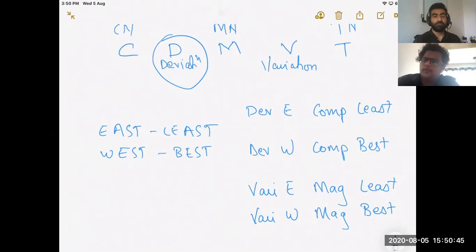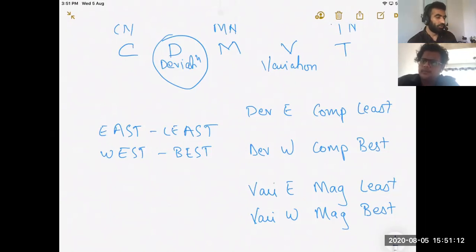Sometimes in the paper, they will show you the deviation is +3, but +3 does not always mean that you have to add +3 to your value. You have to always follow this, whether you are on the east or on the west of the normal. The normal becomes your compass north or your magnetic north or your true north.